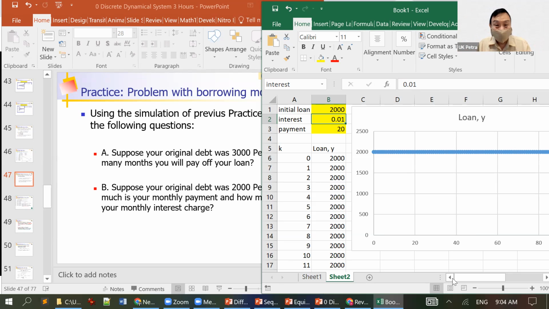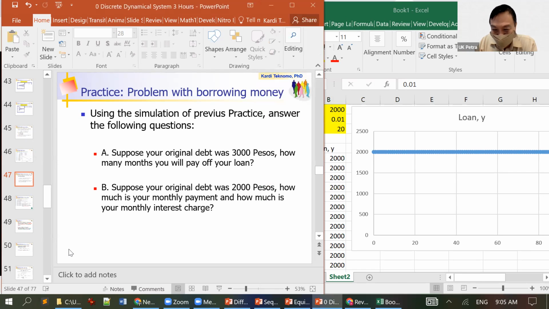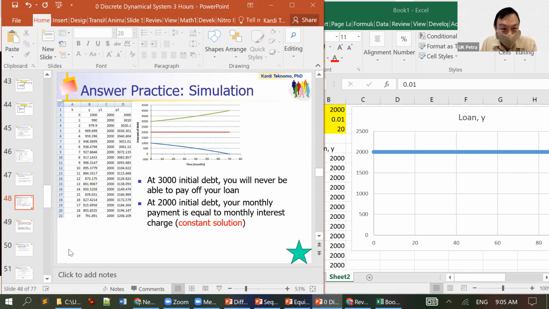So the purpose of this lesson is telling you about equilibrium. This 2,000 is the equilibrium value. What's the meaning of equilibrium? Constant. Behavior is a flat line. Easy, right? So I introduce the concept of equilibrium directly.